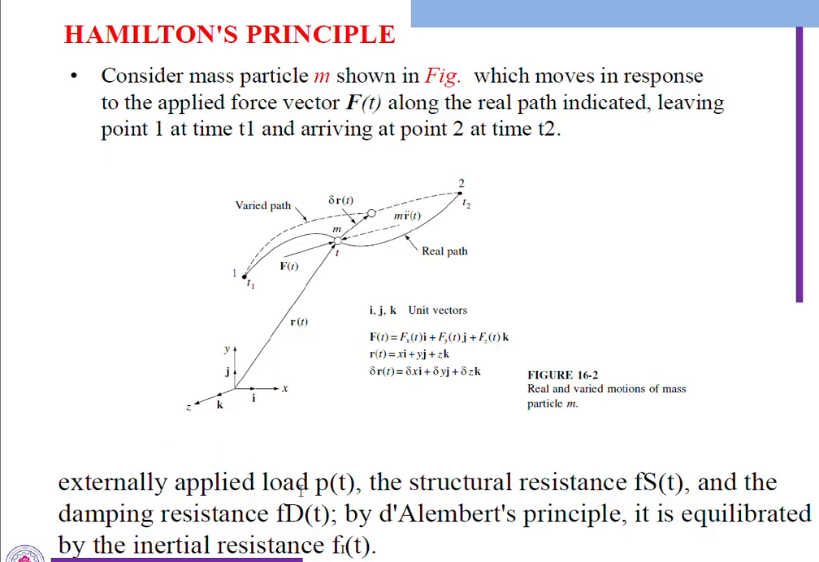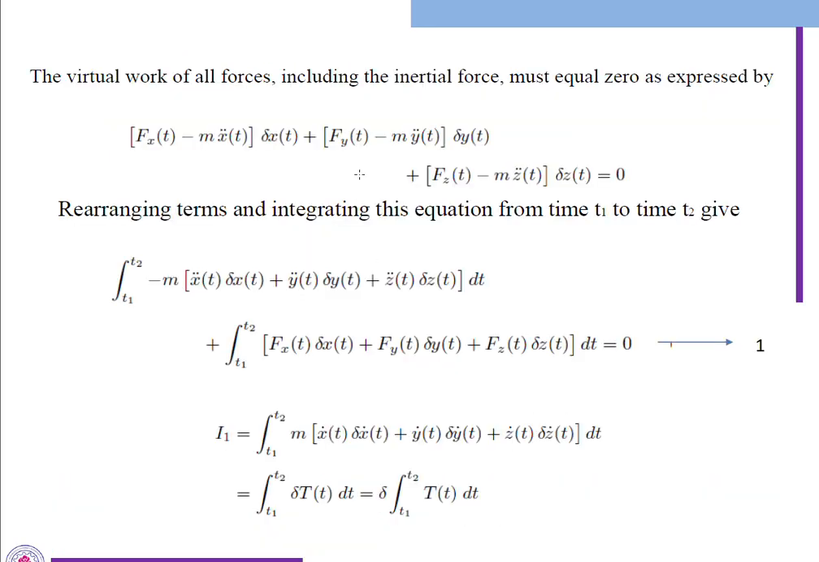Externally applied load we take as P of t. The structural resistance, Fs of t, is the resistance offered by the body. The damping resistance, the dampness offered by the material, we take as Fd of t. By D'Alembert's principle, it is equilibrated by the inertial resistance Fi of t. The body has inertial resistance, and we balance with the inertial resistance of the body with the total displacement of the body.